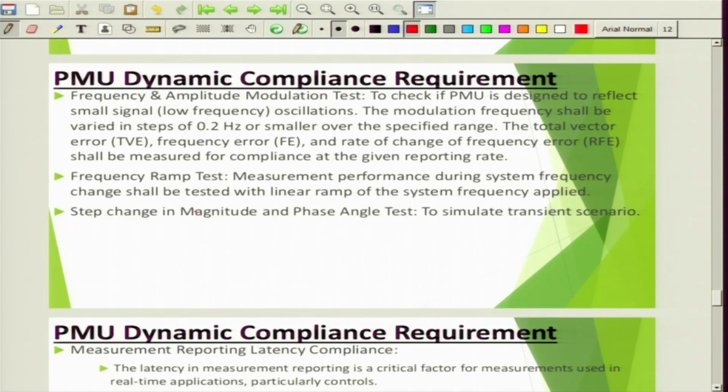So frequency and amplitude modulation test checks if the PMU is designed to reflect small signal or low frequency oscillations. The modulation frequency shall be varied in steps of 0.2 Hz or smaller over the specified range, and the total vector error, frequency error, and rate of change of frequency error shall be measured for compliance at the given reporting rate. Not only TVE, there is also frequency error and rate of change of frequency error. So this also we need to consider.